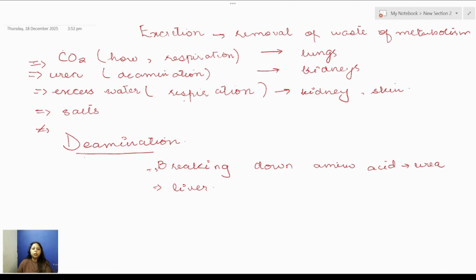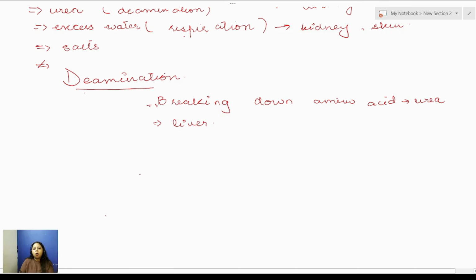Okay, let's talk about deamination. So deamination is done by the liver. So what does the structure of an amino acid look like? The carbon is in the center. On one side, it has the amine group or amino group. On the other side it has the carboxylic acid group. On the top it has hydrogen and another alkyl group. So the main ones are these amine groups and the carboxylic groups.